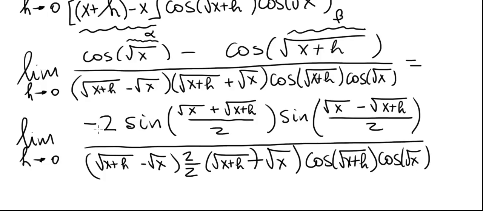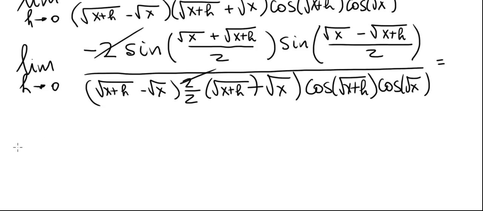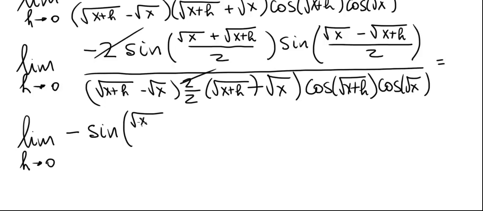And the 2 we see in the numerator with a minus there will cancel with this 2. But the second 2 there in the denominator will stay. So this is equal to the limit as h goes to 0. We now have a minus sine of (square root of x plus h plus square root of x) over 2.